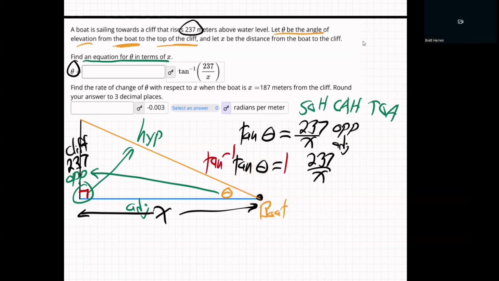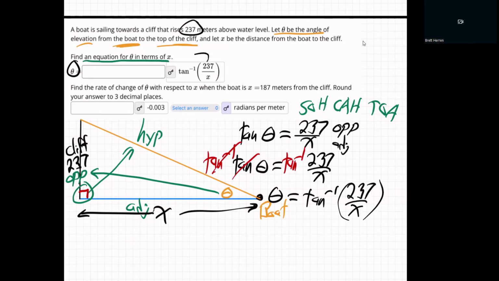Whatever you do to one side, you have no choice but to do the same to the other. And these cancel. They're opposites. And so we get theta alone. Theta is inverse tangent 237 over x, which is what we have there. So there's the first answer.